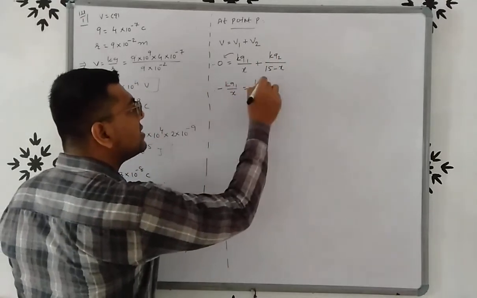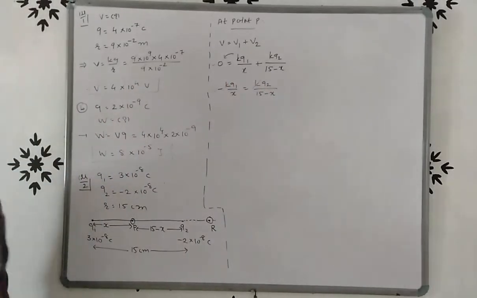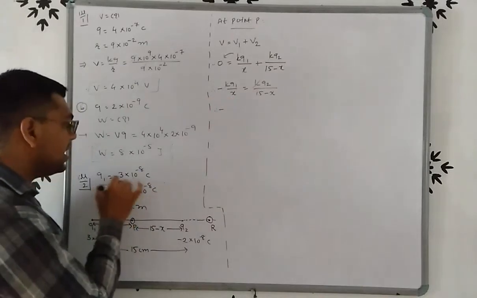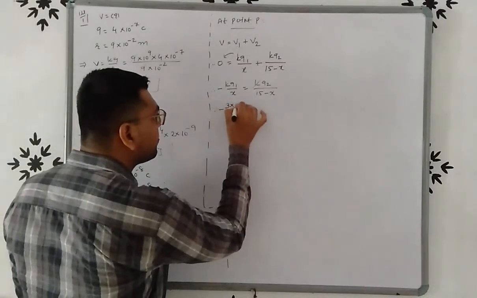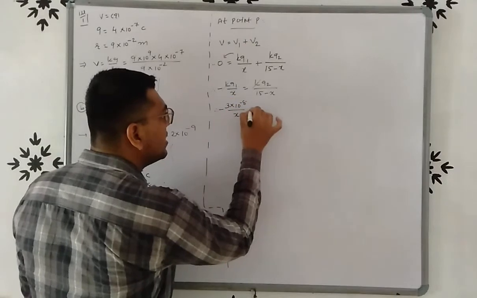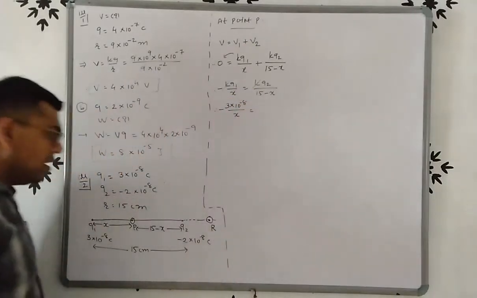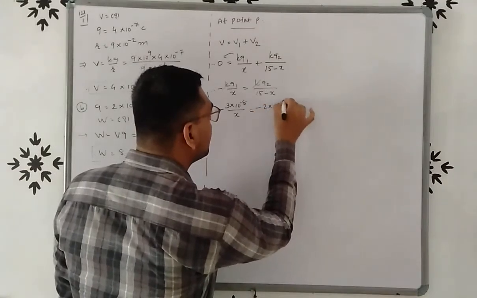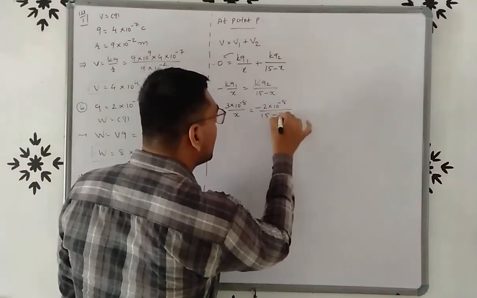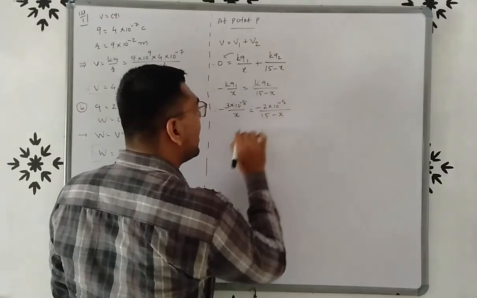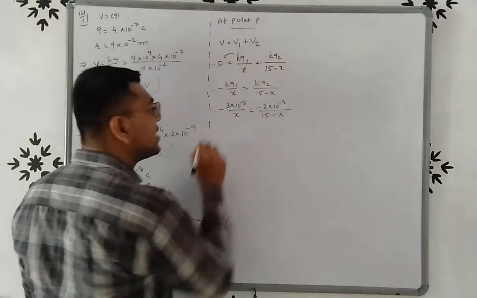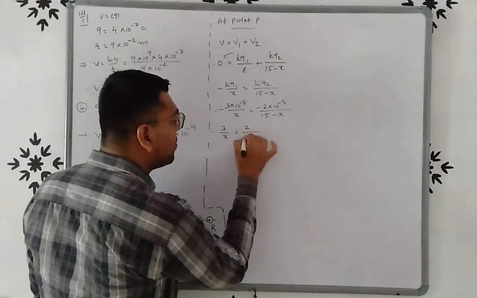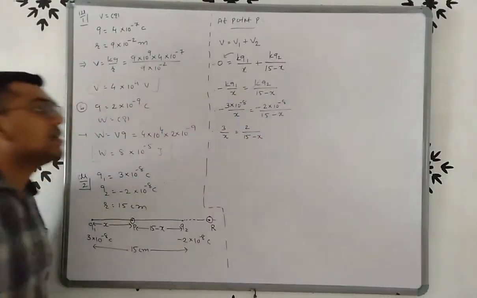So here K cancels. We know the value of Q1 and Q2. So minus value of Q1, that is 3 into 10 raised to minus 8 upon x is equal to Q2, minus 2 into 10 raised to minus 8 upon 15 minus x. So here 10 raised to minus 8 cancels, this minus minus cancels. So 3 upon x is equal to 2 upon 15 minus x, right?